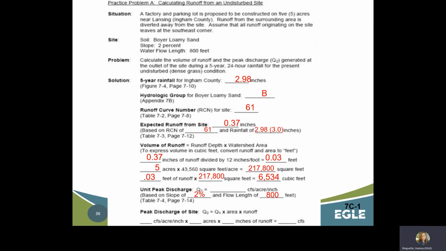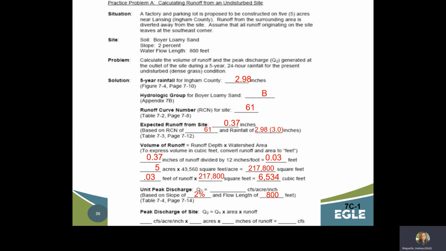Let's go back to our original problem and enter 0.37 inches for the expected runoff from the site. Now that we have found all this information, we can next calculate the volume of runoff, which is the runoff depth multiplied by the watershed area. It is important to pay close attention to the units, as we will have to change inches to feet and acres to square feet in order to determine volume in cubic feet. The conversion is on this page for your ease.